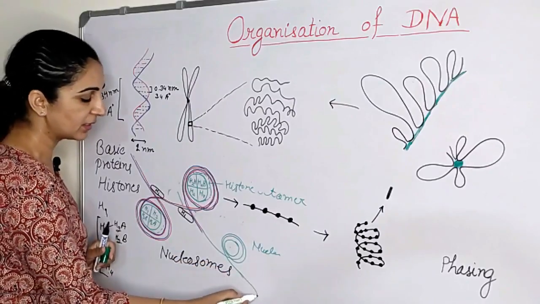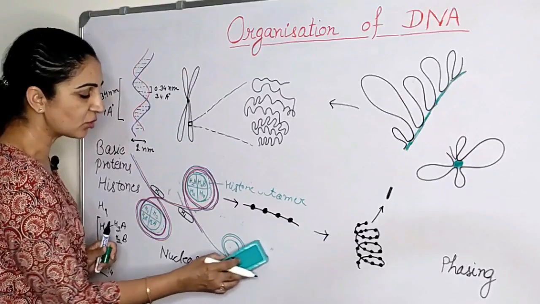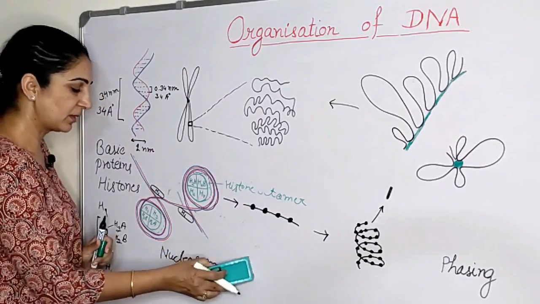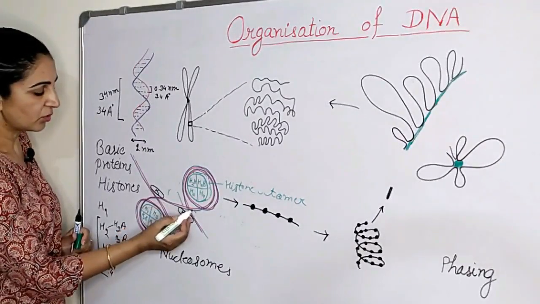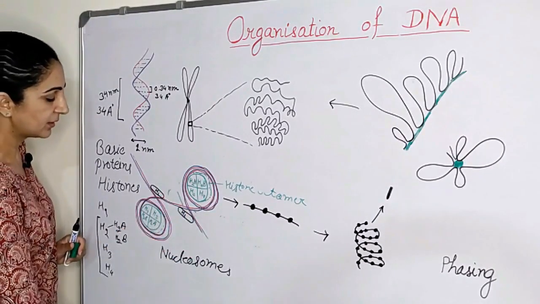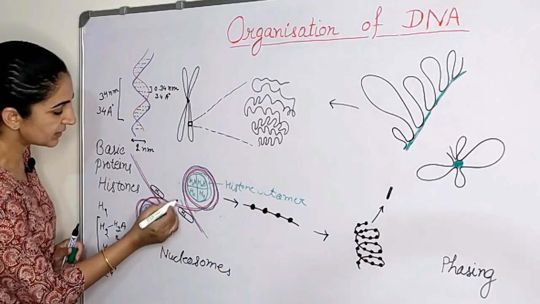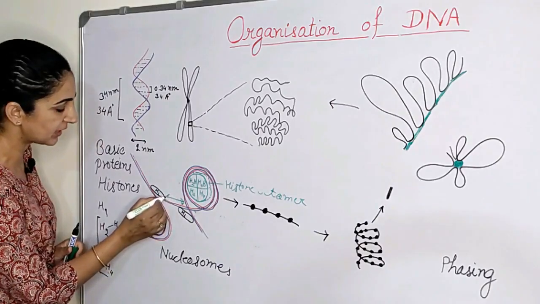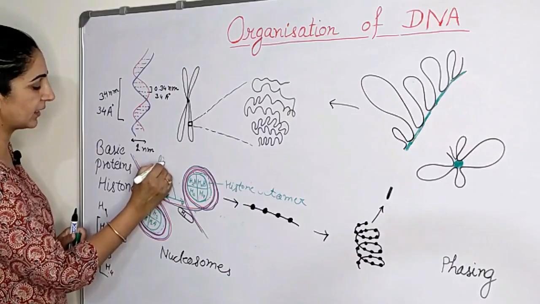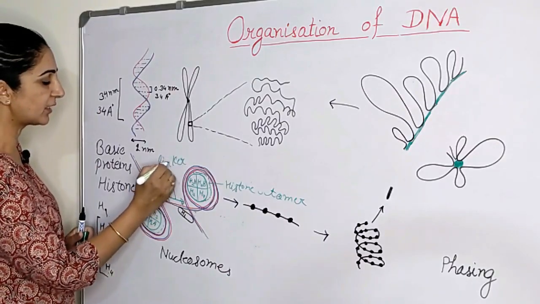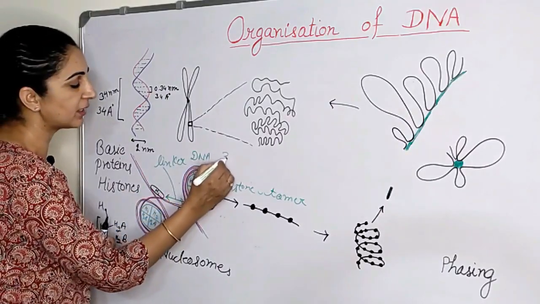And there are so many like this. Again and again the same process keeps on repeating, and you get so many nucleosomes. This DNA which links the 2 nucleosomes together, this much, is called linker DNA. This is what it is, linker DNA. It has got around 30 base pairs.